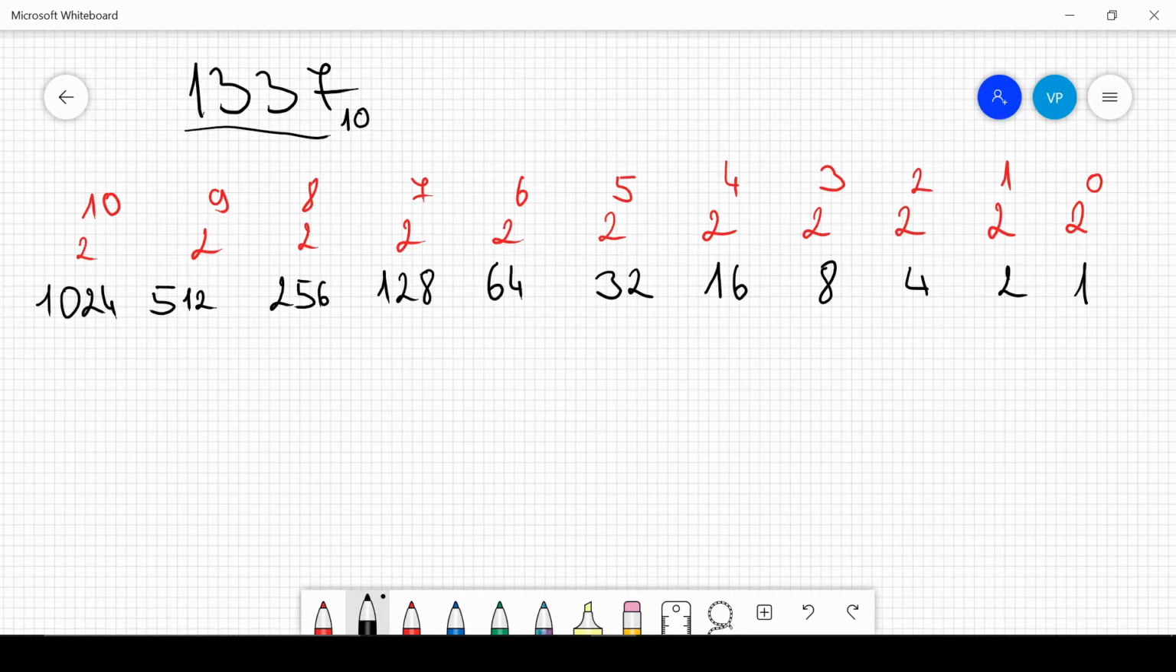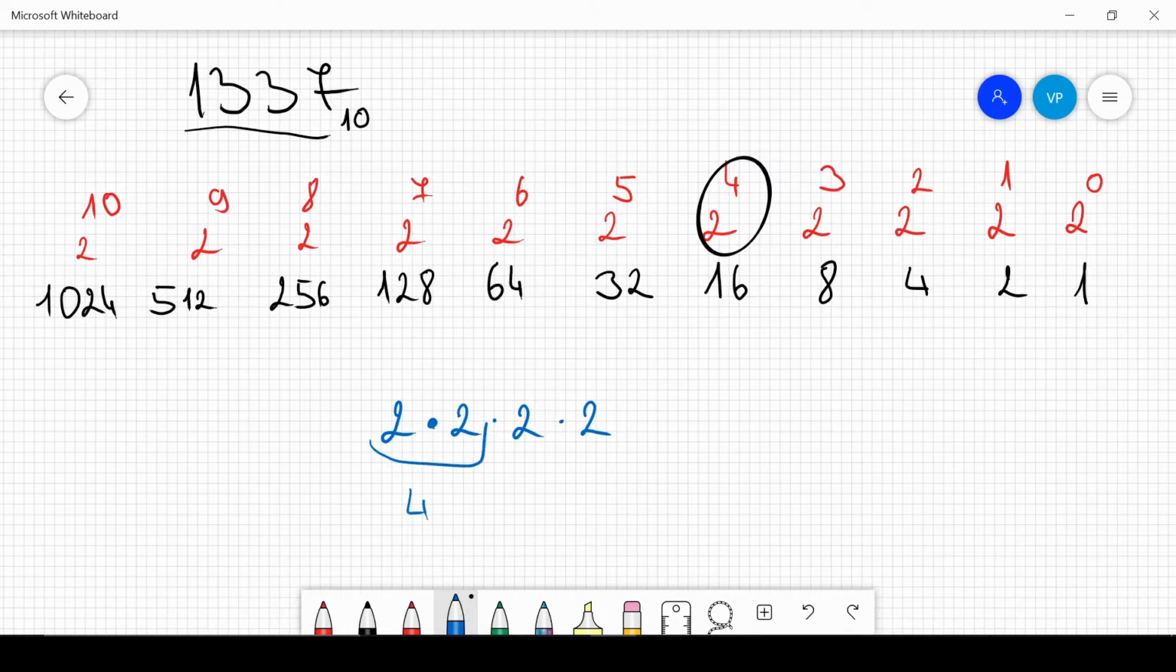How this works is, let's take the number 2 to the power of 4. Simply written, it will be 2 times 2 times 2 times 2. So we have 2 times 2 is 4, 4 times 2 is 8, and 8 times 2 is 16. That is how we get this number.